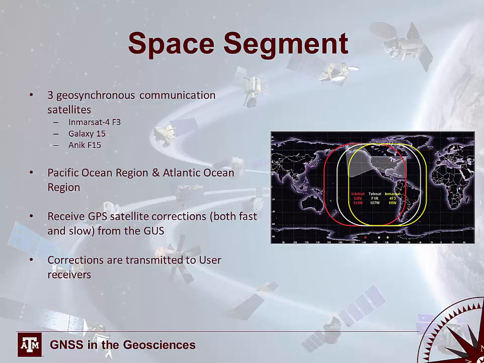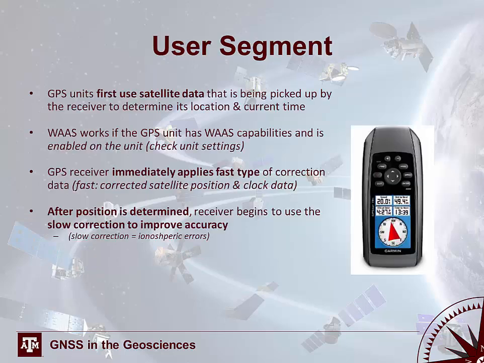These satellites receive GPS satellite corrections, both fast and slow, from the ground uplink stations. Those corrections, remember, are then transmitted back down to the user or to the receivers. So the user segment is composed of you yourself with any GPS that's WAAS enabled or WAAS capable.